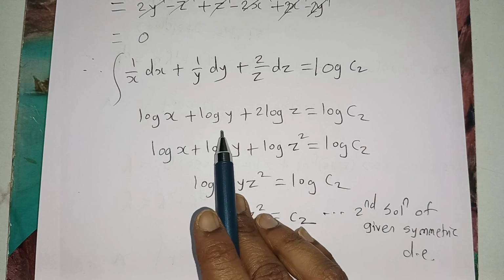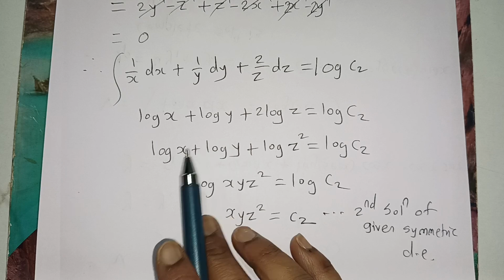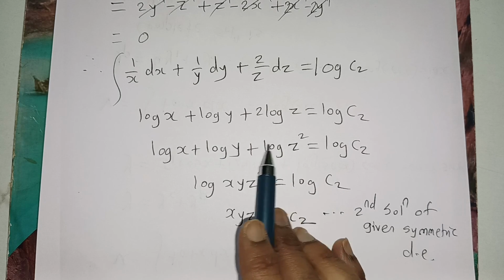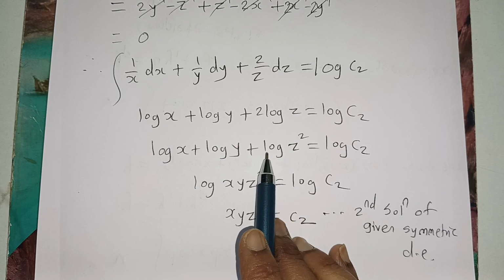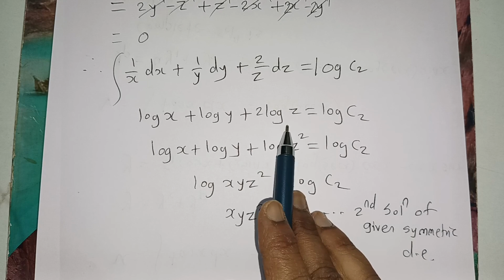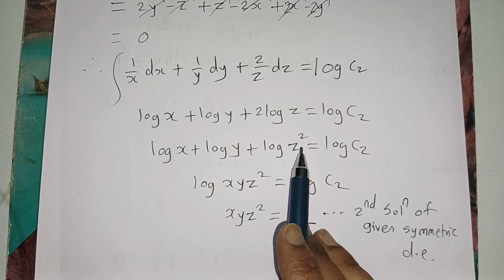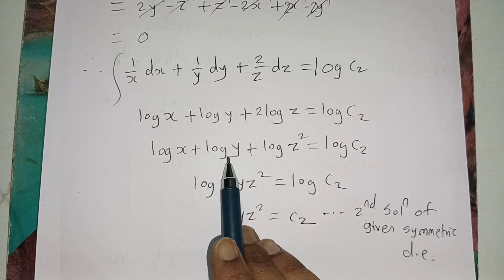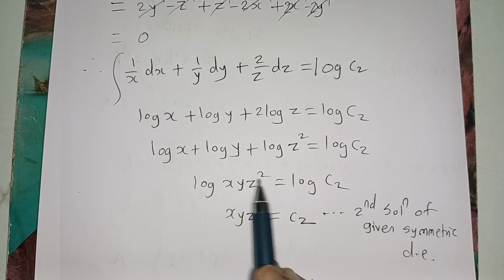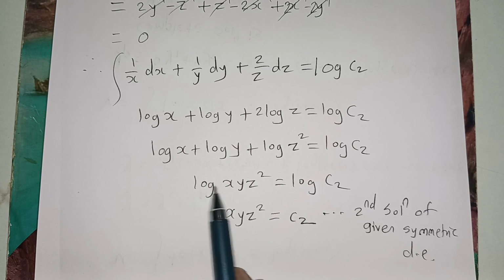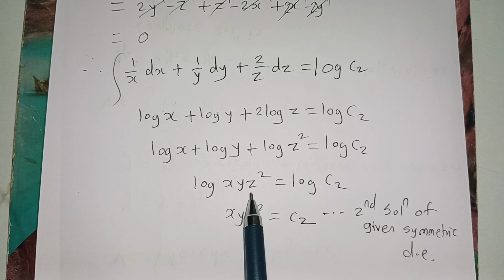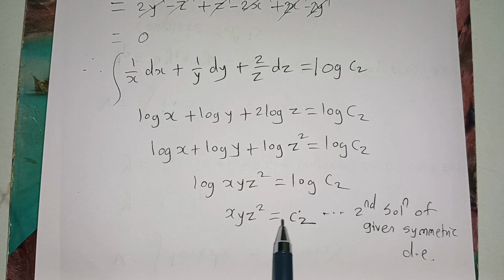So log of x plus log of y plus 2 times log z is equal to log c2. Again, we have to use the basic rules of logarithms. 2 times log z can be written as log of z square. Similarly, log of a plus log of b plus log of c can be written as log of abc. So the left hand side is log of x y z square, which is equal to log of c2. Taking exponential on both sides, x y z square is equal to c2. This is your required answer.